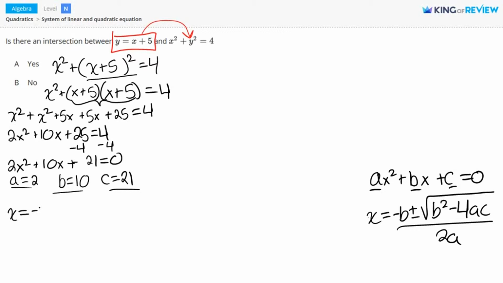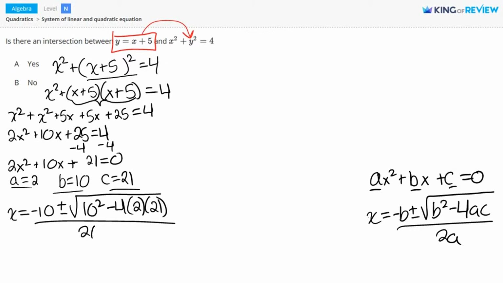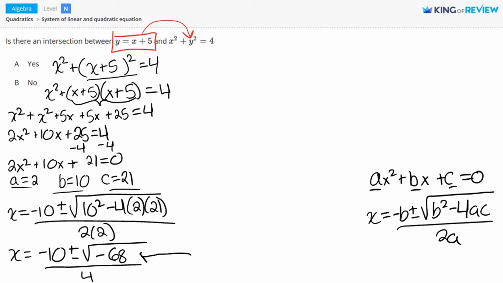x equals negative 10 plus or minus the square root of 10 squared minus 4 times 2 times 21, and this is all divided by 2 times 2. When we simplify, we get negative 10 plus or minus the square root of negative 68, and this is all divided by 4. What do you notice about this number here? We have a negative number under a square root sign. This is not a real number.